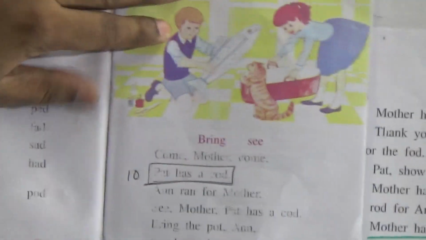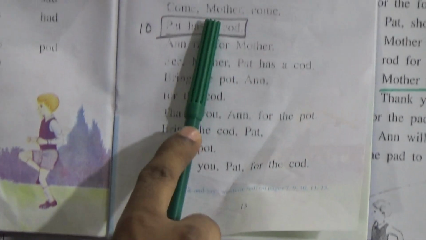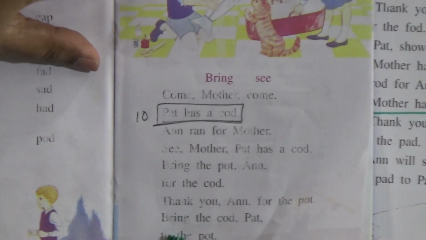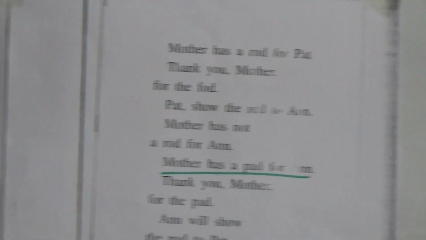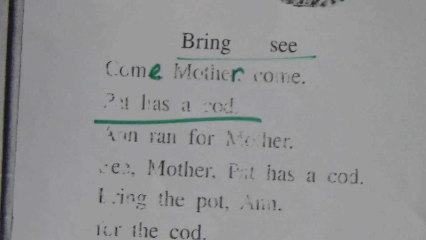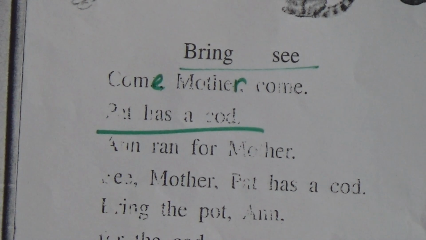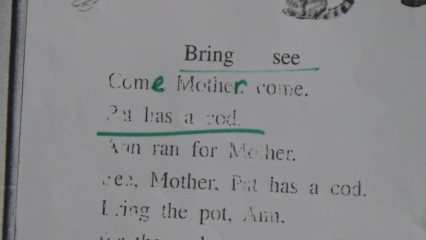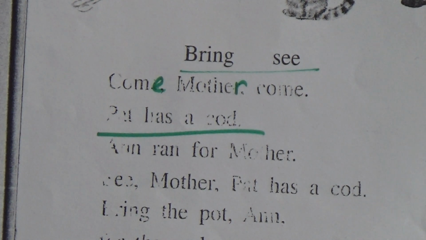So this is the page of your book, page number 13, Bring C. I have photocopied the book, so the words are not clear. So Come, Mother, okay. Bring C is the name of the poem. You know, from this book, no poem will come. We will learn only the word meanings, similar words, synonyms, fill in the blanks, and question answers.